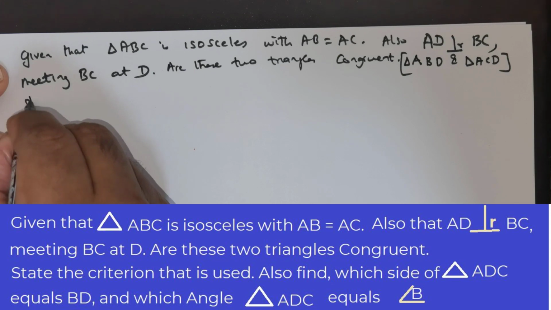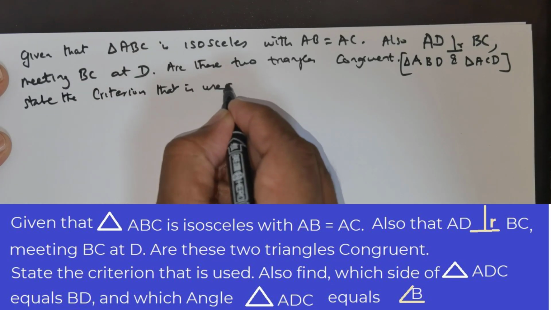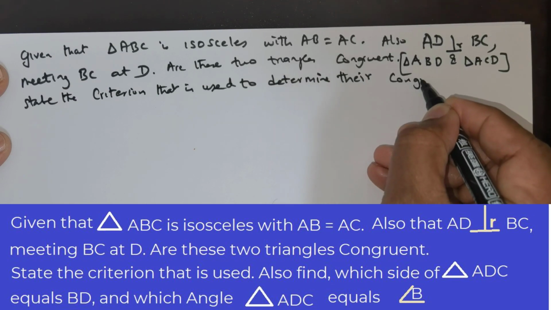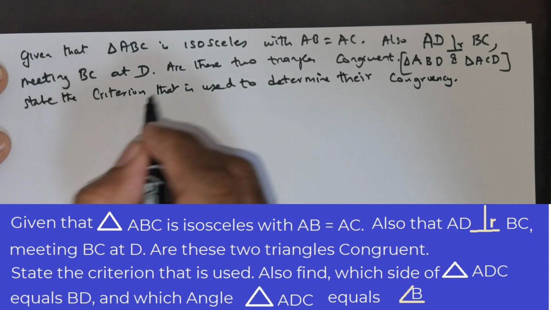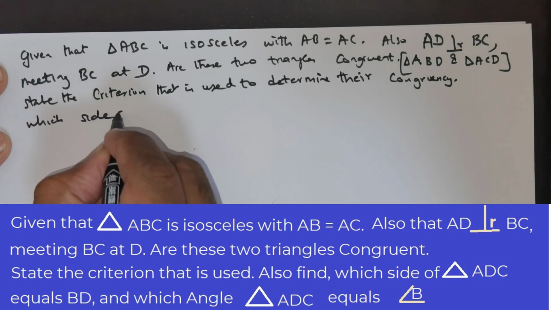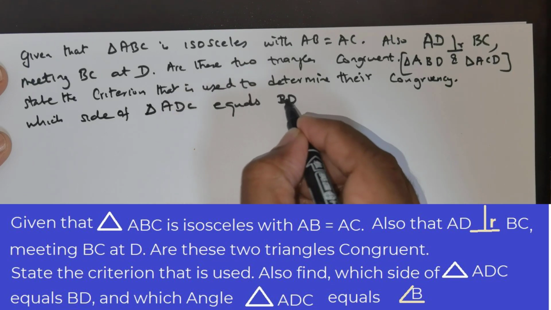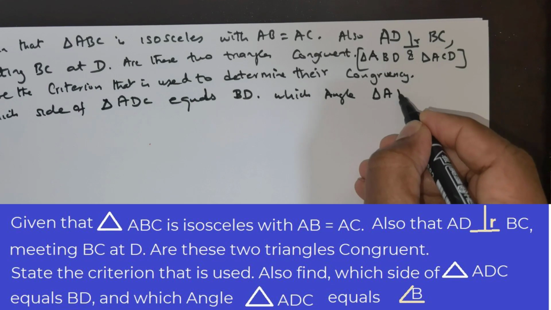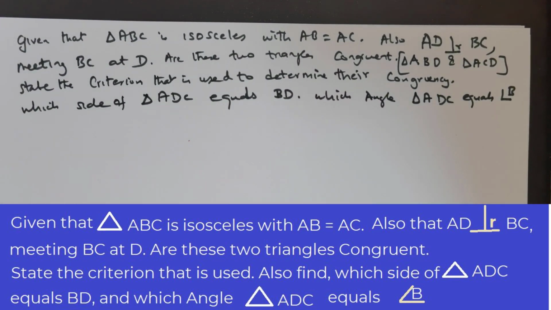The next question is, state the criterion that is used to determine their congruency. That's a next part of the question. And the next part is, which side of triangle ADC equals BD. And finally, which angle in triangle ADC equals angle B. So this is quite a sum, right? You got multiple questions to be answered.